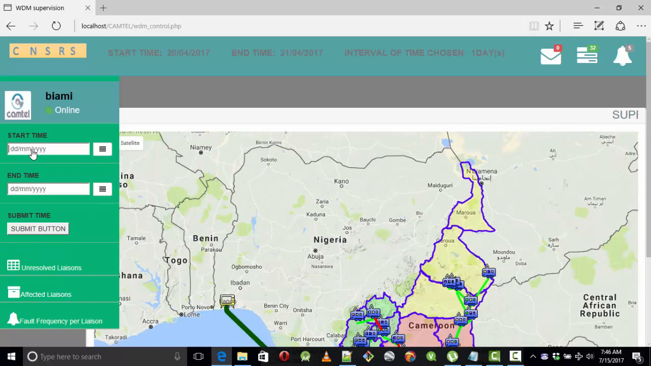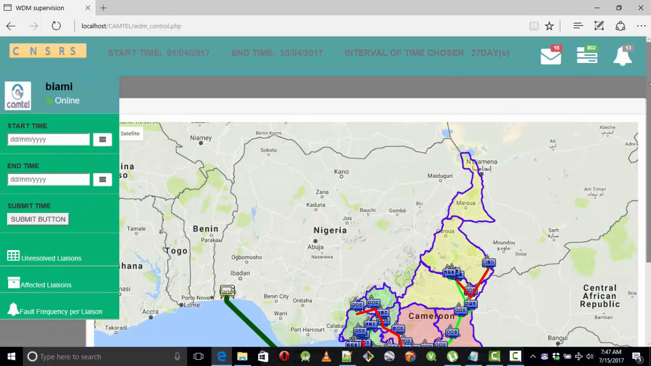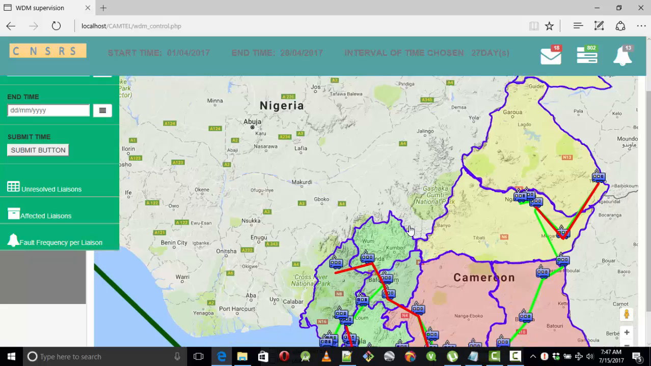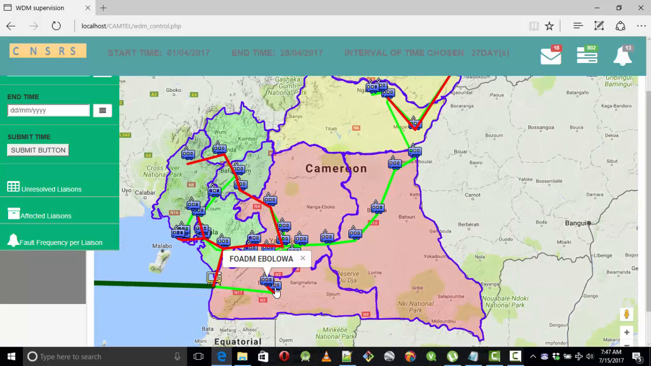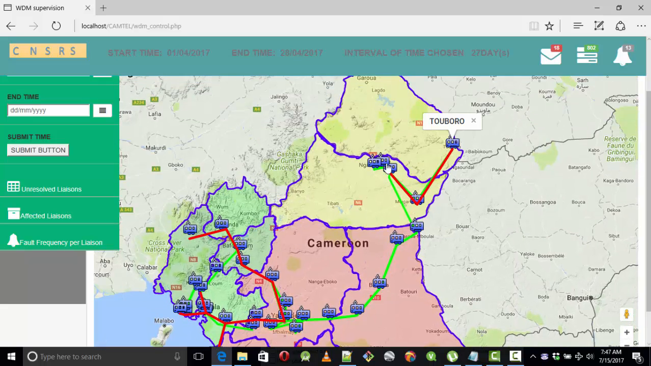So changing now the interval of time from the 1st to the 28th, we discover that we have 13 links out of the 30 which have been affected. Ebolowa Akom is affected. Chuboro right up to Gangi is affected. That's for the WDM network.